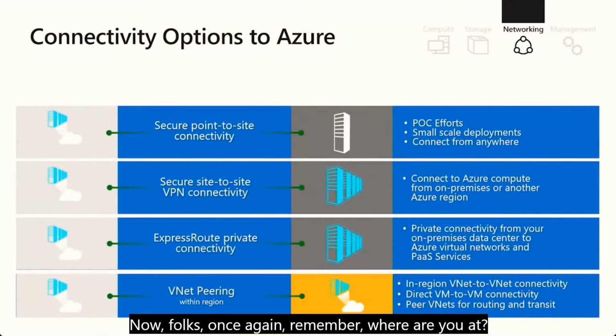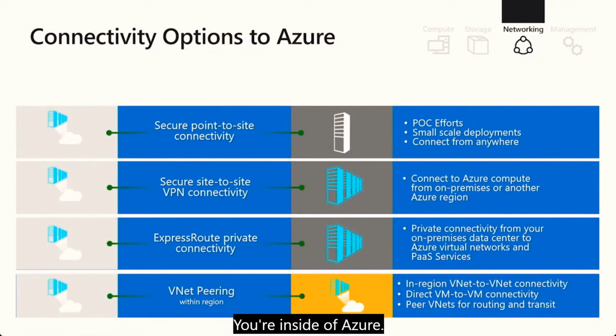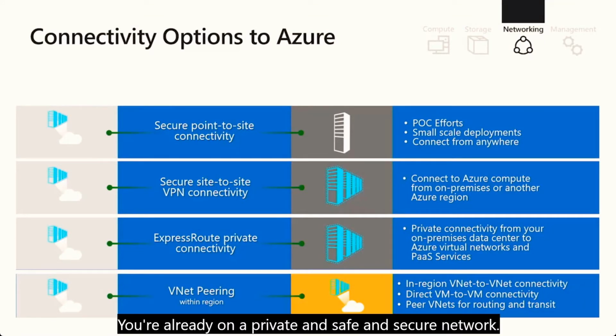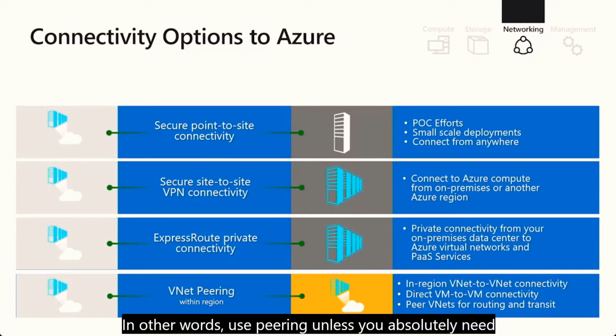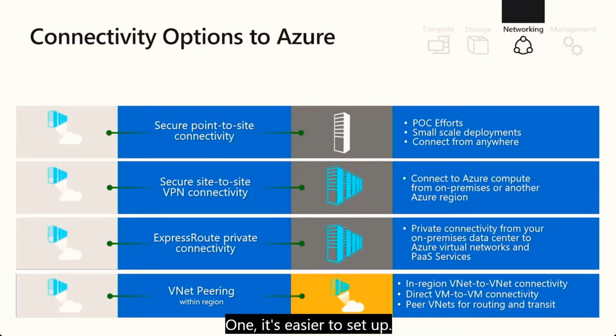Now, folks, once again, remember, where are you at? You're inside of Azure. You're already on a private and safe and secure network. Unless you have an application that needs an additional layer of security, you're not going to use VPN gateways. You don't need an additional layer. Now, some customers that might be in some of the governmental data centers may need that for compliancy, but most customers do not. In other words, use peering unless you absolutely need that encryption channel. One, it's easier to set up, it's fast, it's very efficient.